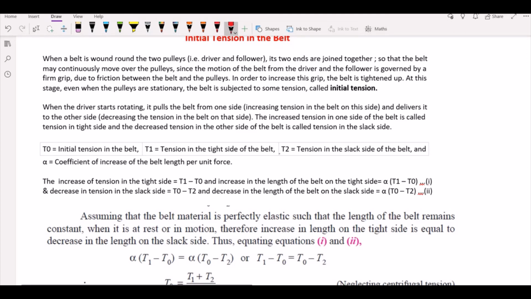Okay, so here if I go with the increase in length, what is an increase in length? If there is an increase in tension, there is an increase in length. That increase in length is nothing but alpha, the angle, into the difference of the tension of your tight side to the initial tension, T1 minus T0. Again, in a similar case, if I want to calculate the length of the decrease on the slack side, then it is alpha into T0 minus T2. Take this as case number 1 and this as case number 2.